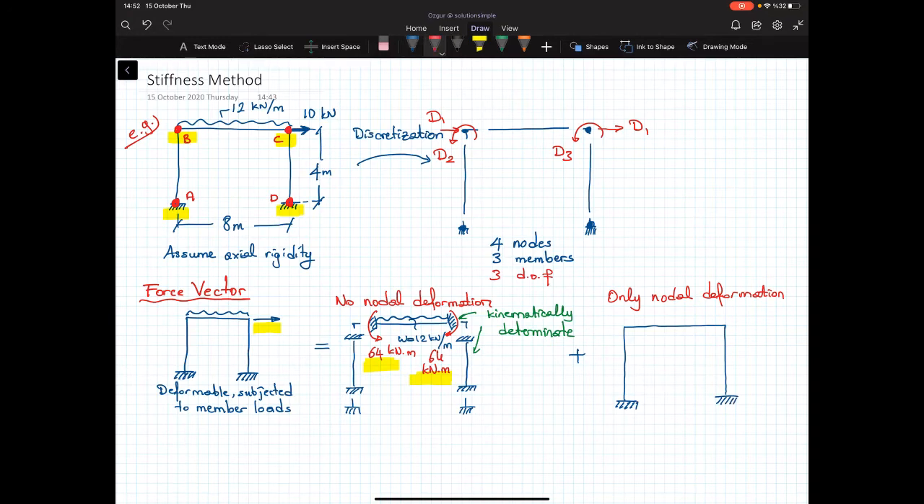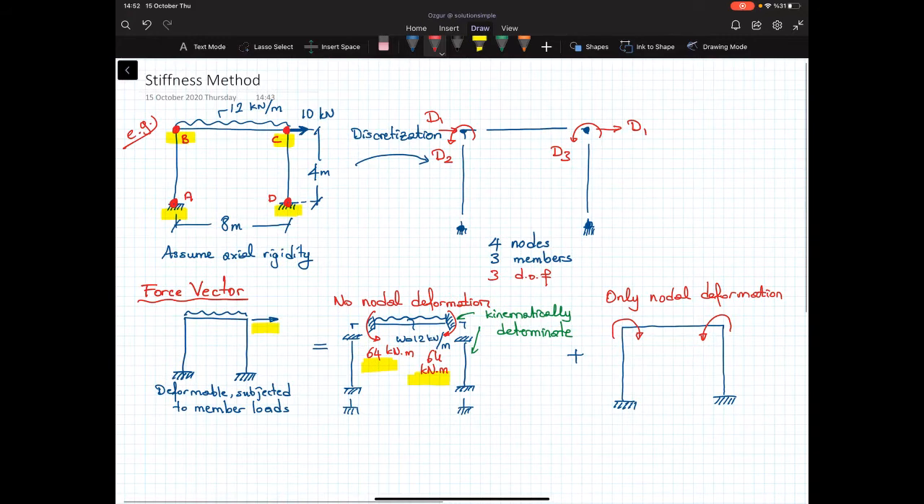So we have 64 kilonewton force here, so I should have the same but the opposite force here, so that when I add only deformation case with the no deformation case, these two moments will balance each other. So I got 64 kilonewton meters here, 64 kilonewton meters here, and I have an unbalanced nodal force that's equal to 10.